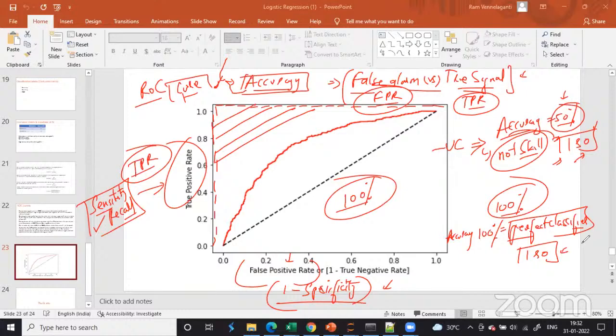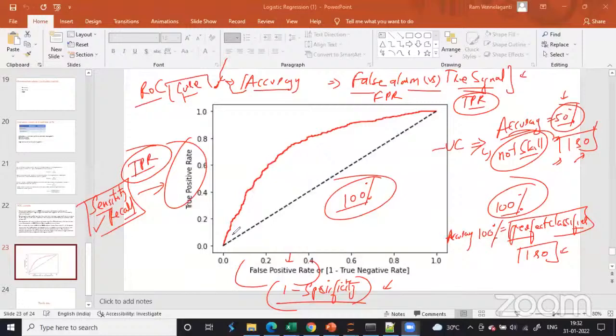Now, suppose you get your ROC curve for your logistic regression model like this red color curve. What is the area under this curve? Roughly between 100 and 50%. I'm assuming 70%. So what can you conclude? Your model has an accuracy of 70%. So your model has some skill, which is capable of differentiating between your 1 and 0 category.